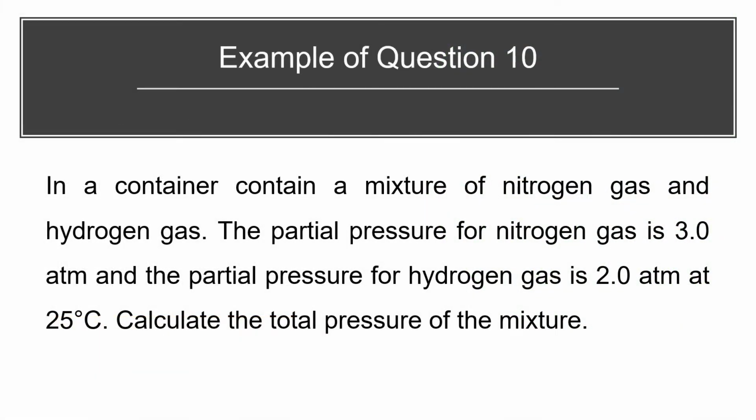Let's take a look at an example question. A container contains a mixture of nitrogen gas and hydrogen gas. The partial pressure of nitrogen gas is 3.0 atm and the partial pressure of hydrogen gas is 2.0 atm at 25 degrees Celsius. Calculate the total pressure of the mixture.